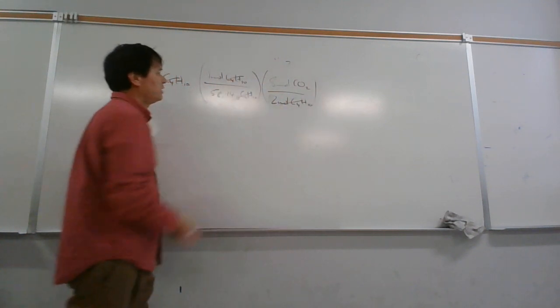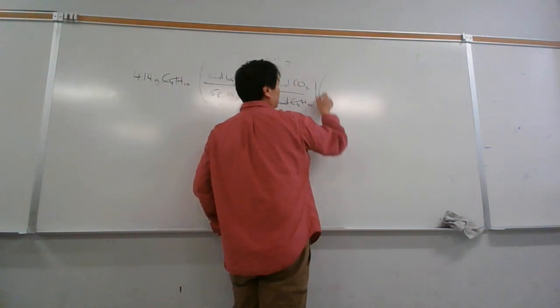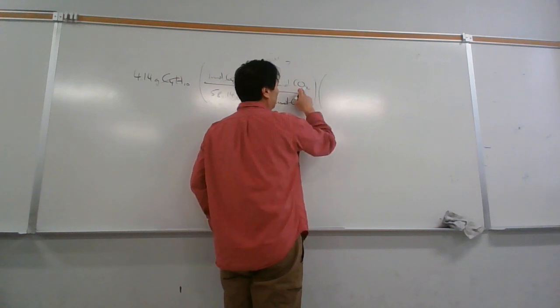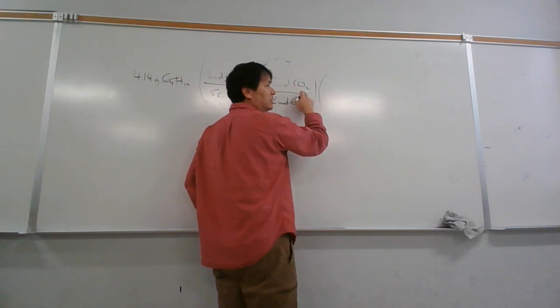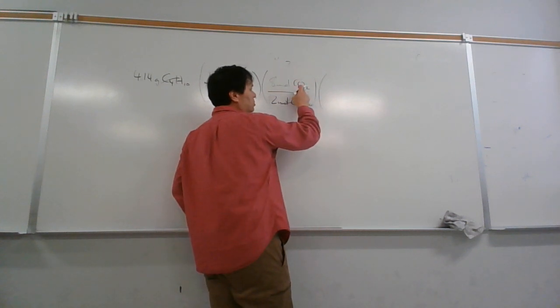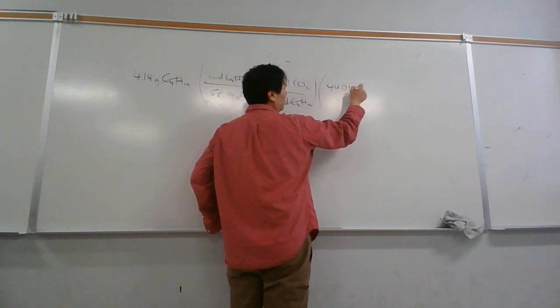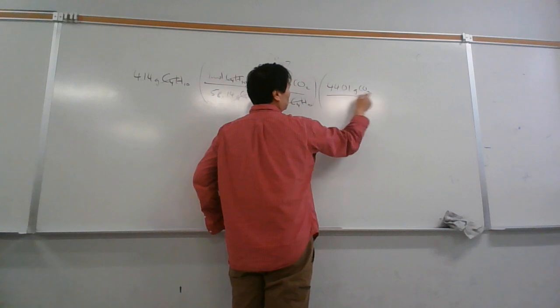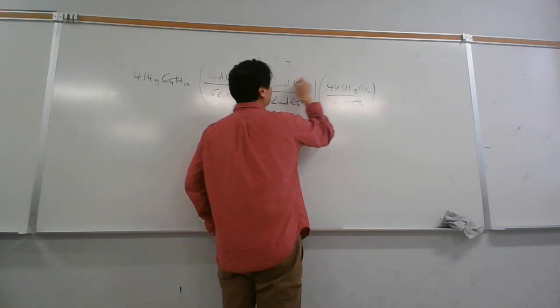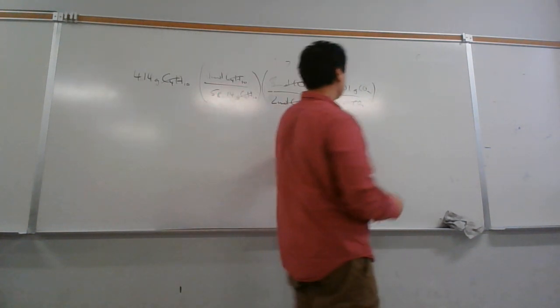So we did our moles of A to moles of B, and then moles of B to grams of B. So oxygen's easy because it's 16.00. So 2 oxygens is going to give us 32.00 plus carbon is 12.01. So it gives us 44.01 grams of CO2 per mole of CO2. So grams of A to moles of A, moles of A to moles of B, moles of B to grams of B.